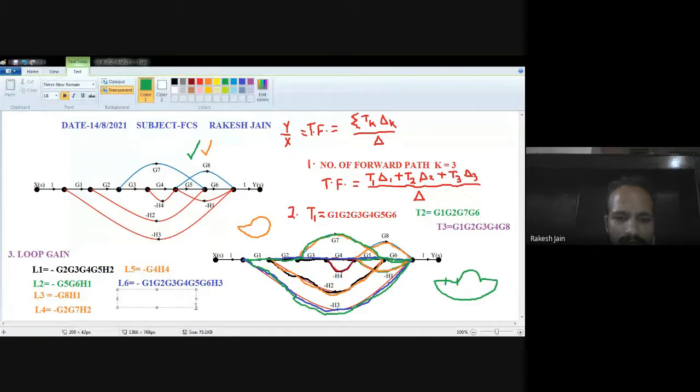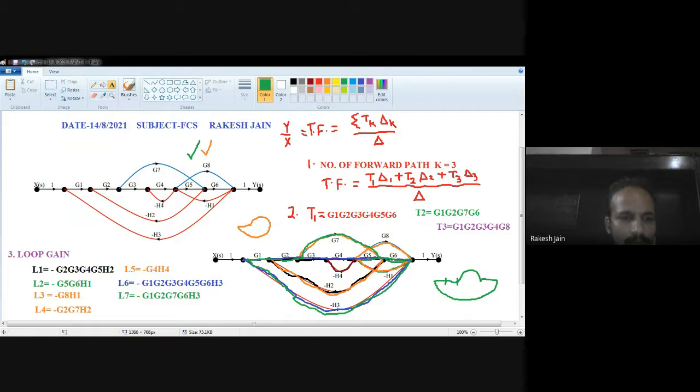So which one is the seventh loop? The seventh loop is minus G1, G2, G7, G6, and S3. So G1, G2, G7, G6, and S3. This one will be the seventh loop. So I hope every loop is completed. Any other loop?